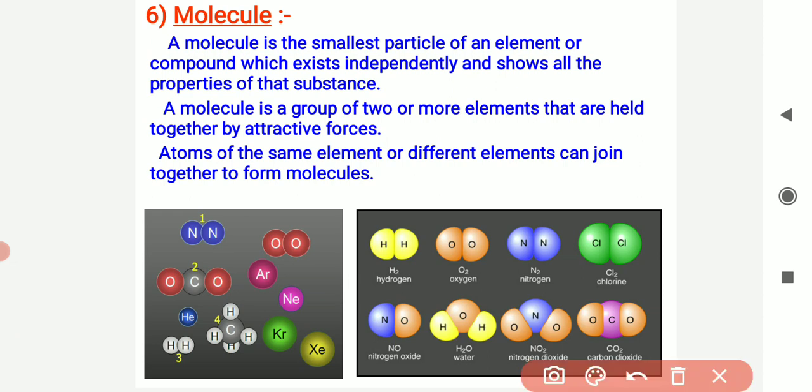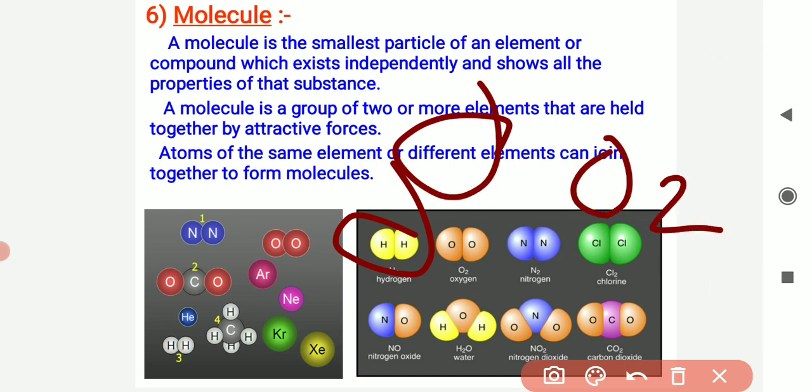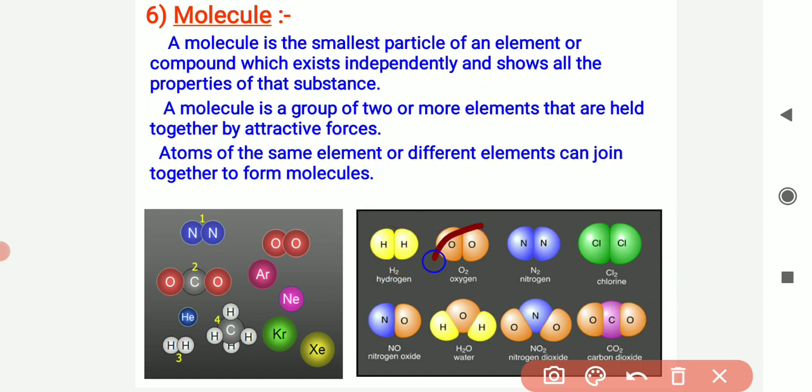Now here you can see examples like H plus H, hydrogen becomes H2. And you always write oxygen as O2. You know that when you write the symbol of oxygen you always write O2, but oxygen is only O. Why do you write O2? Because they are always combined together.